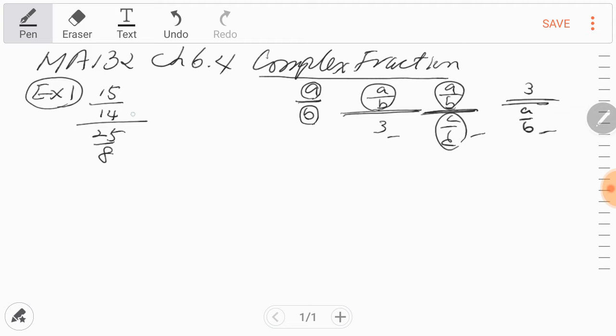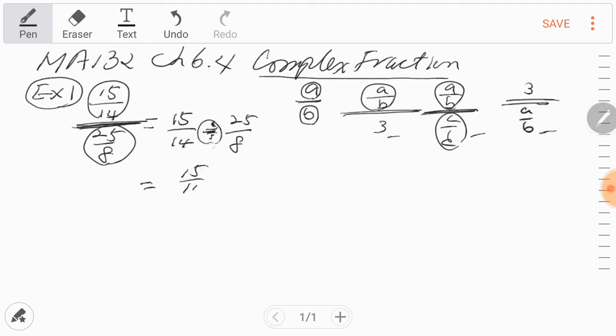So when we simplify the complex fraction in this example, we can rewrite it. This fraction is a division, so we can rewrite it with division: the numerator is divided by the denominator, 25 over 8. Then since there is a division, we can convert this division into a product. Then we need to make a reciprocal of this fraction, 8 over 25.